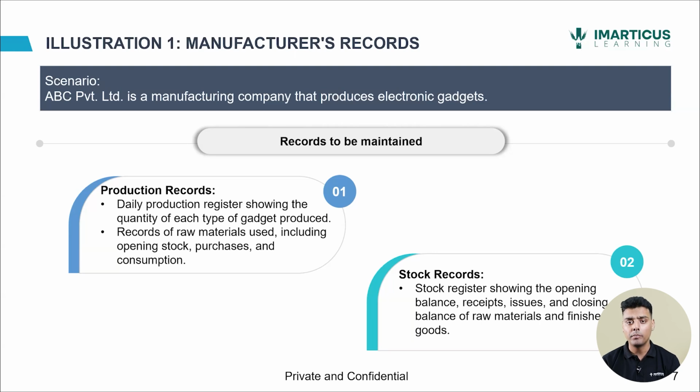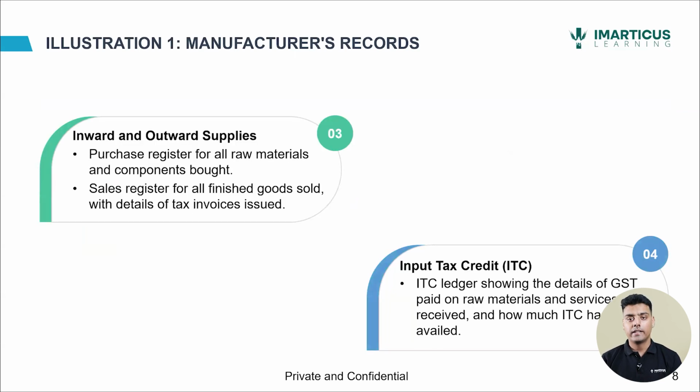They also need to have a raw materials register of the opening balance of raw material, raw material purchased, raw material consumed, and closing balances. The next thing that they need to maintain is inward and outward supplies records. They need to maintain records of any time goods have come in and any time goods have moved out of the godown or the production facility. They also need to maintain records for input tax credit. Whenever a purchase is made, they need to maintain proper bills and proper records to claim the input tax paid on those purchases.